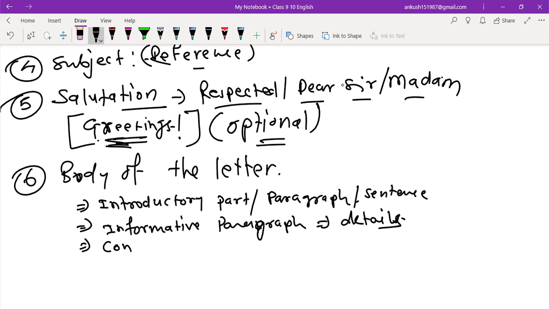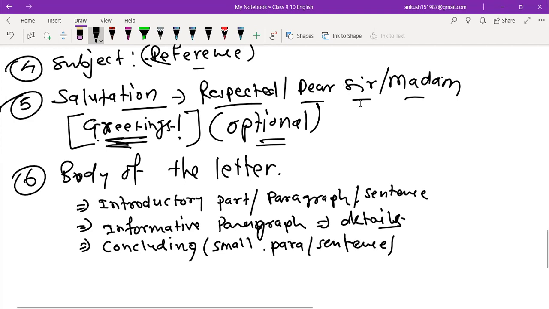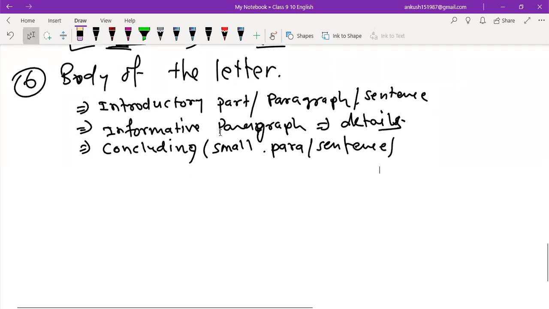Then the third paragraph, that is concluding, or the conclusion. That may be written in a sentence or a small paragraph. I would be sharing in the English group some examples of formal letters that you have to go through.